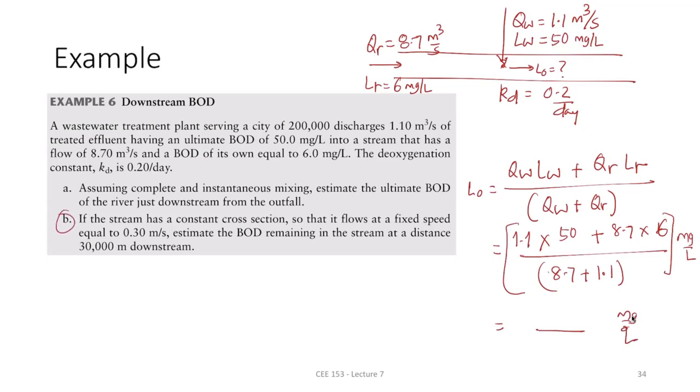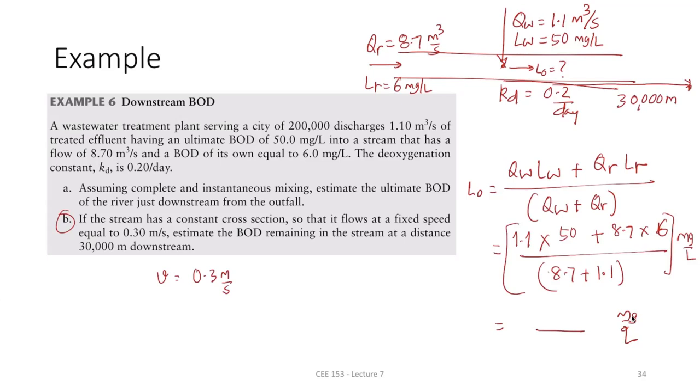The next question is: the stream has a constant cross section, so that it flows at a fixed speed of 0.3 meter per second. So that velocity is given, 0.3 meter per second. Estimate the BOD remaining in the stream at a distance of 30,000 meter downstream. So what you are saying is it's asking at a distance of 30 kilometers, or 30,000 meters, from these locations.